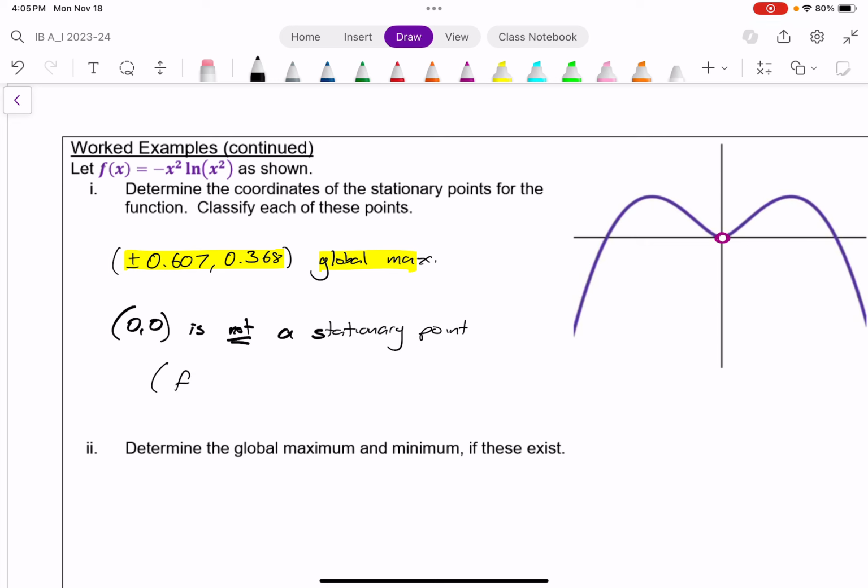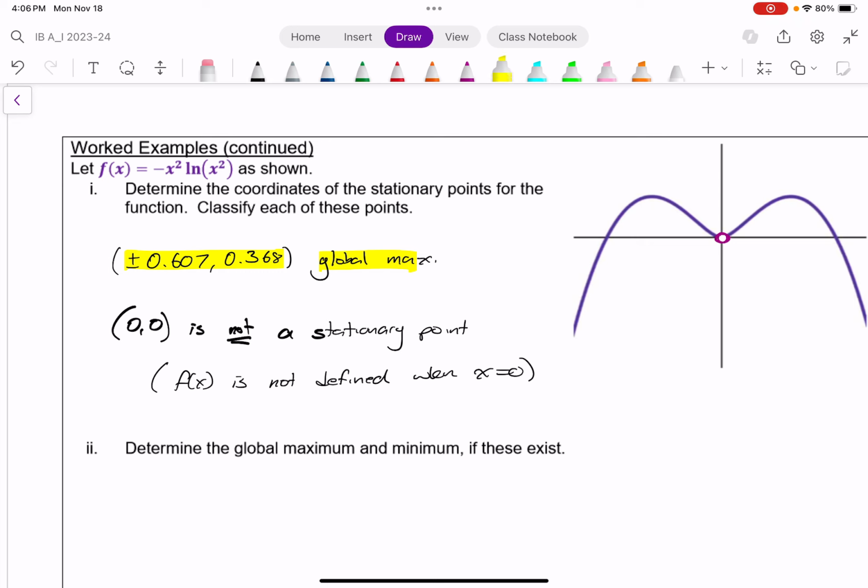And that's because f of x is not defined when x equals 0. So that's it for that first part. Determine the global maximum.